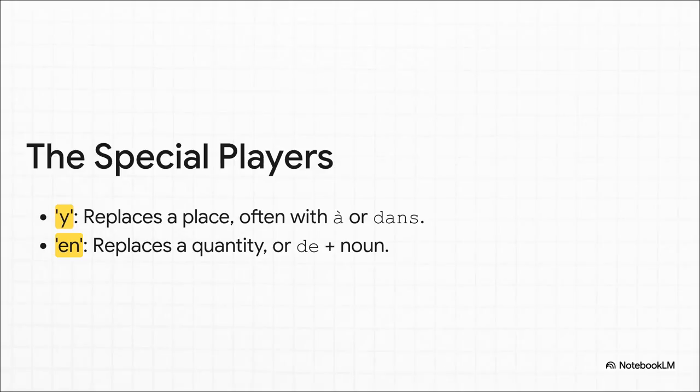And to round out our team, we have two special players. You've got y. Think of it as the where pronoun, the location specialist. It usually replaces a place. Then there's en, which is our quantity guy. It handles amounts or anything that comes after de. And that's it. That's the whole lineup.